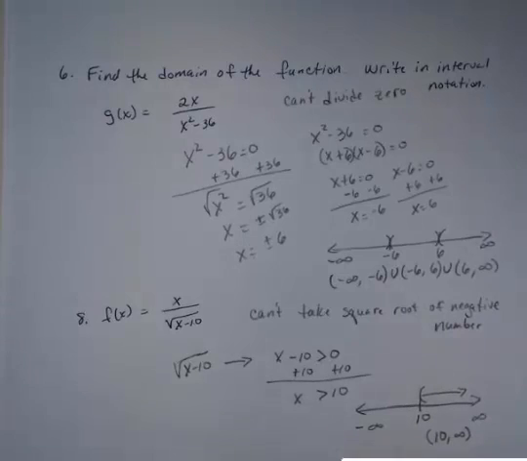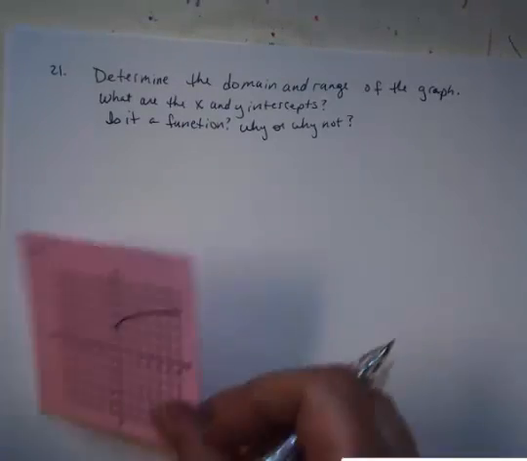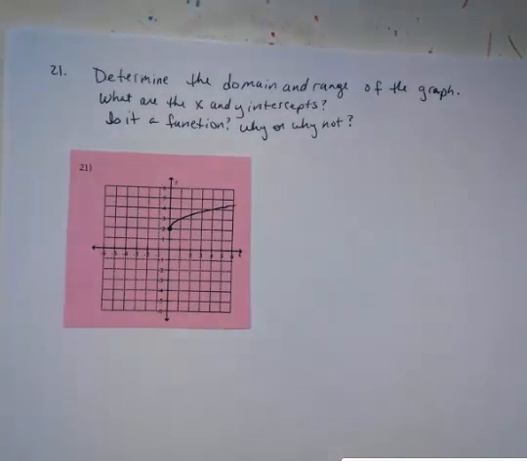Now, the next question that we're going to look at from our review is question number 21. This is where we're determining the domain and range of the graph. What are the x and y intercepts? Is it a function? Why or why not?